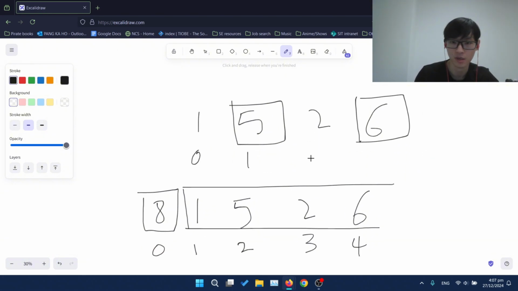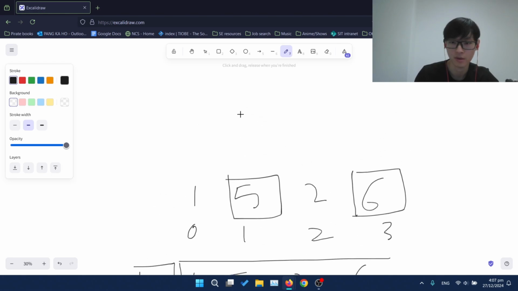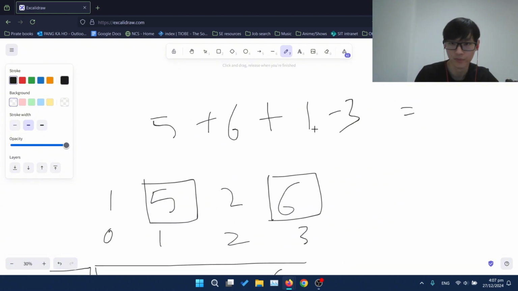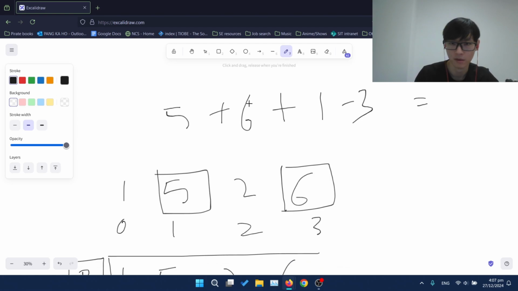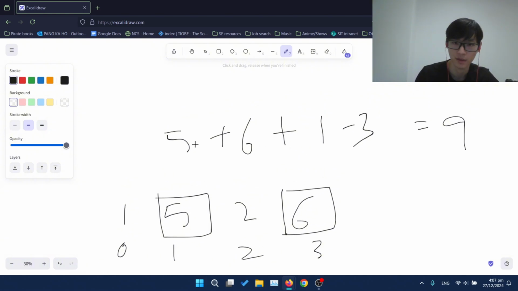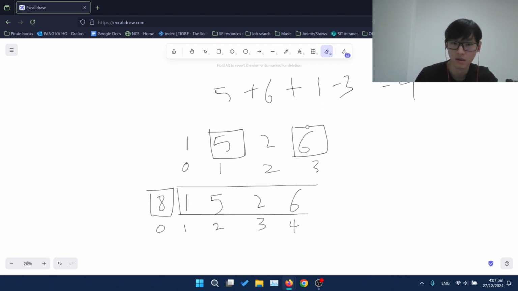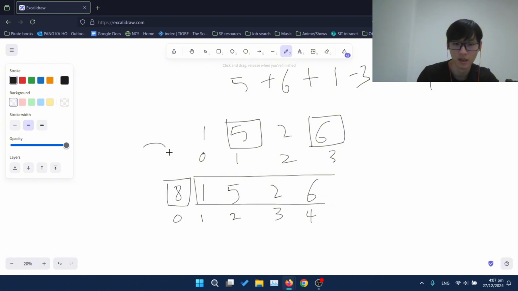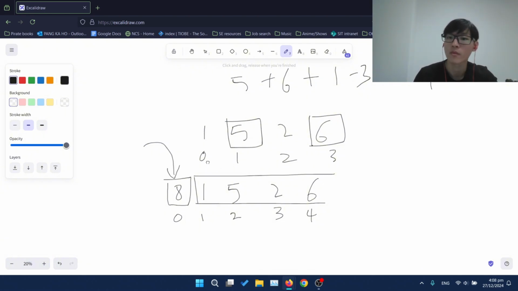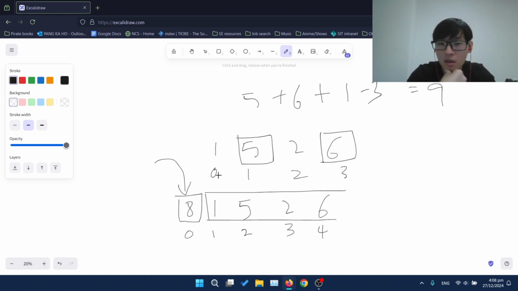So there'll be indices 0, 1, 2, 3, right? So 5 plus 6 plus 1 minus 3. That would be 11, 12 minus 3, that would be 9, right? So that's 11, that's 12 minus 3, yep, that's 9. Okay. How would that help us at this stage? Is it DP? Is it DP?